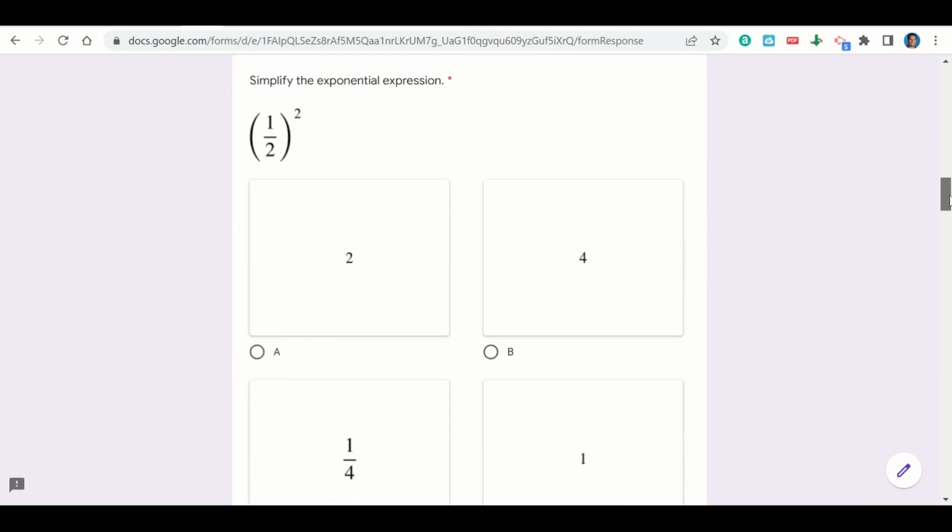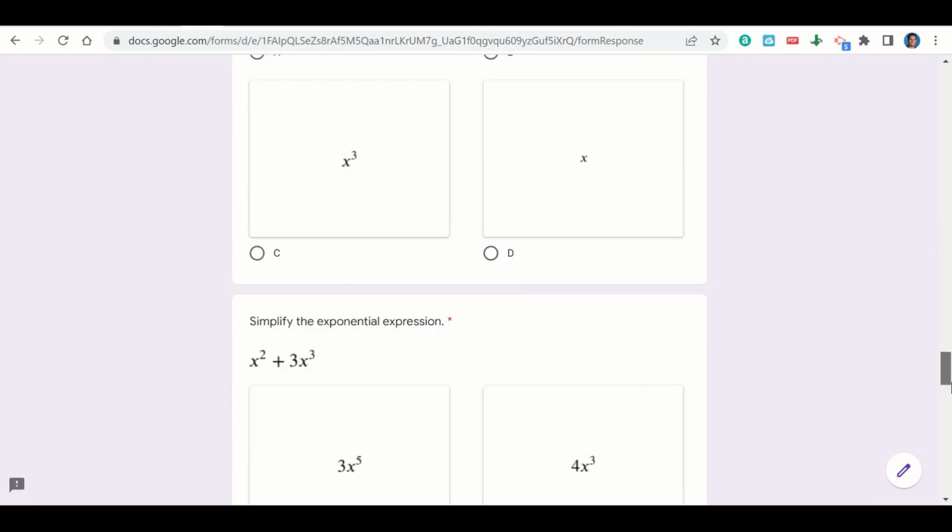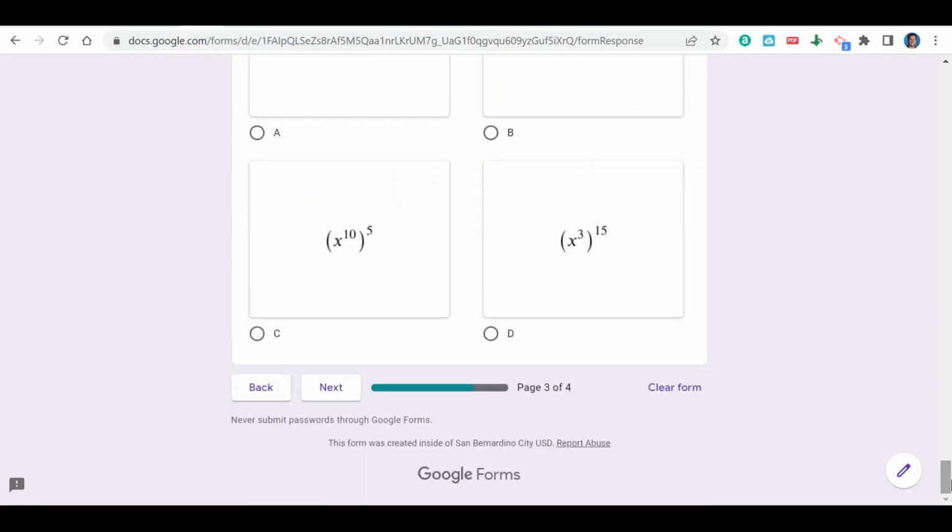And I will continue to answer these all the way until I get to the end. Once I get to the end, I'll click Next. And then that'll take me to my Before You Go. Fill out your Before You Go, and then submit your work on Google Classroom.